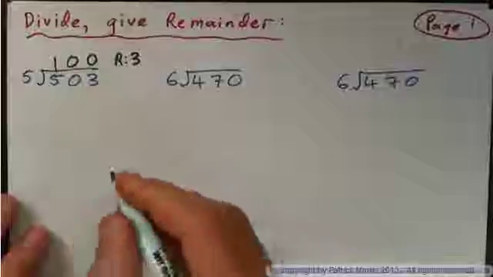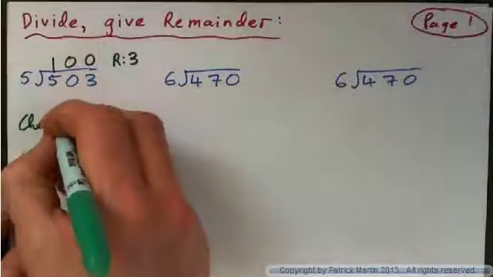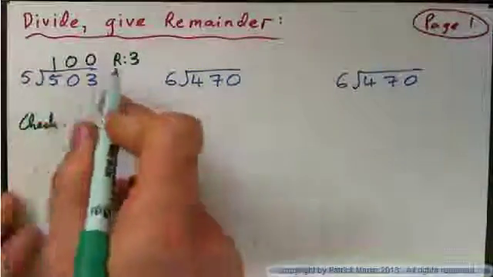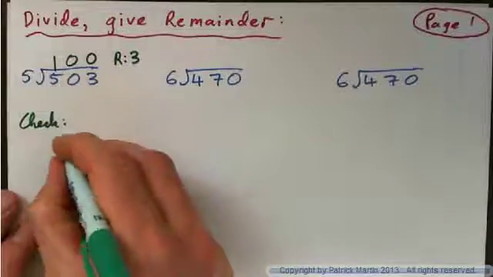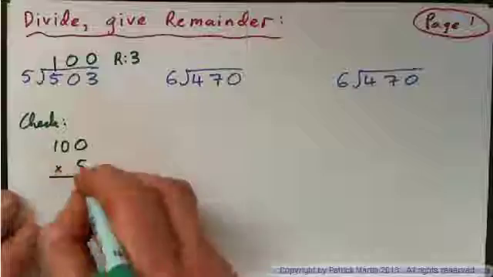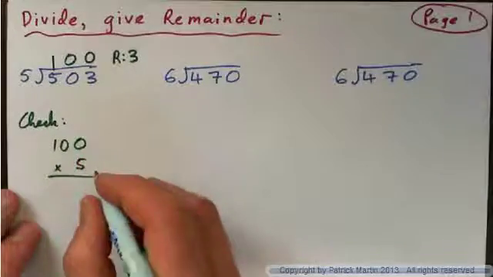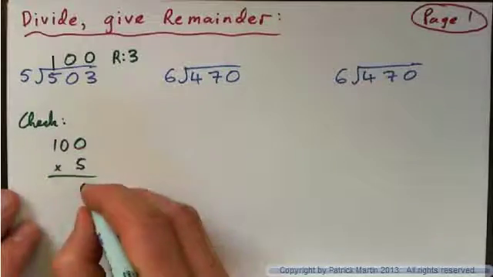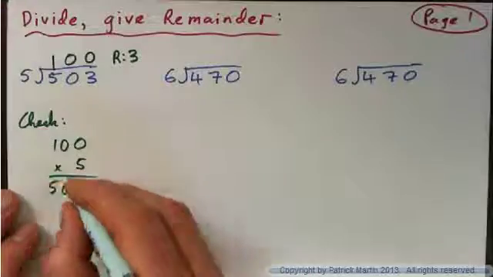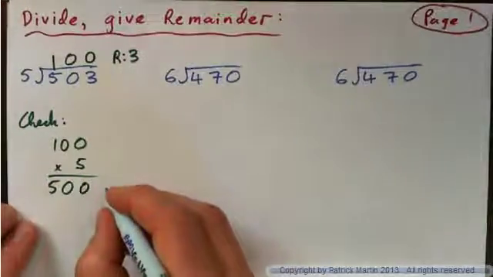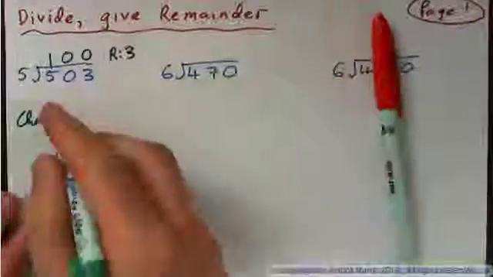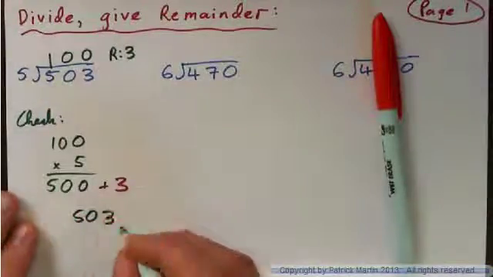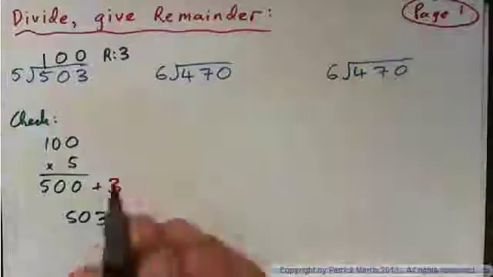But we can check this by multiplication. So hopefully we can see clearly that the remainder is 3. If you check it by multiplying, it'll be 100 times 5, which gives 5 zeros is 0, 5 zeros is 0, 5 ones is 5, and remainder 3. If you just add on the 3, then you get what you started out with, 503. Okay, so go ahead and do this one.